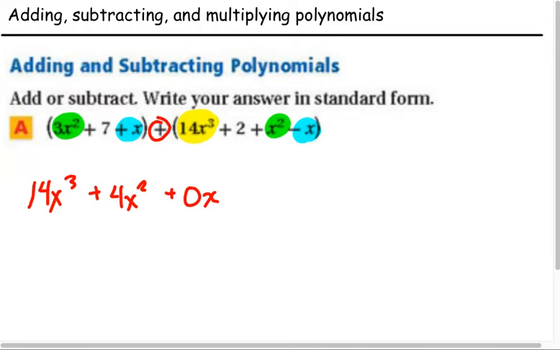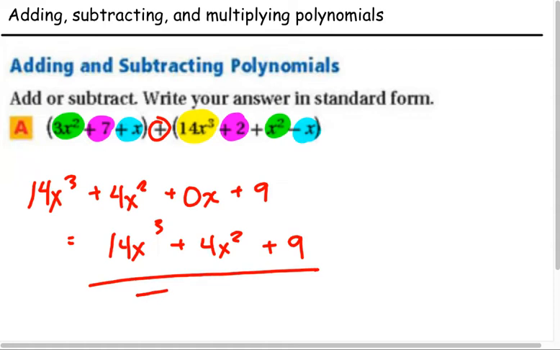Okay, so now my constants. My constants are my standalone numbers. They are just by themselves, and I have a 7 here, and I have a 2 here. All right, and 7 plus 2 is going to be 9. Okay, so when I rewrite this, it's going to be 14x cubed plus 4x squared plus 9. That is the addition of these two groups of polynomials. All right, I simply just added and combined my like terms and then reduced.